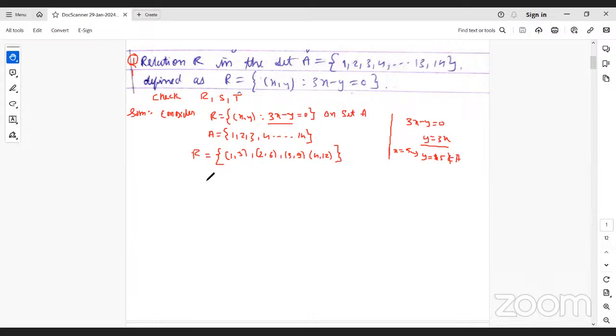Okay, so this is the relation now. So we have formed the relation. So now one by one we will be checking the properties here. We will first start with reflexivity. So for reflexive, step by step we will be discussing. Reflexive, you write down reflexive.